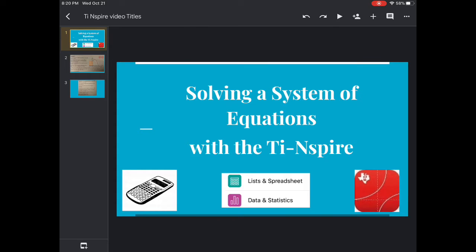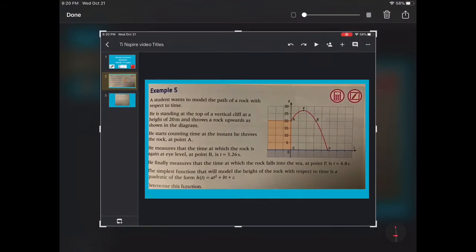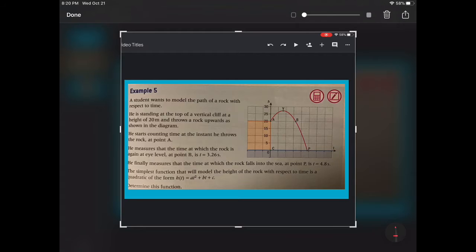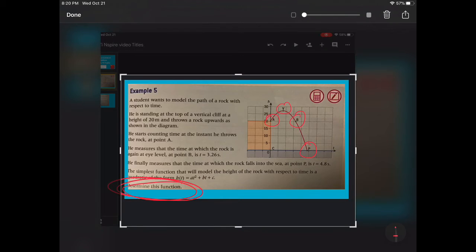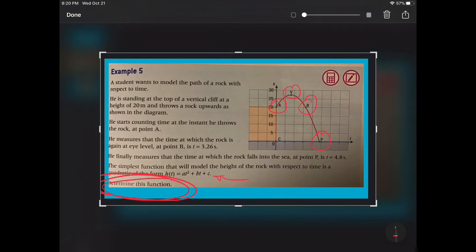You can use your TI-Nspire iPad app to solve a system of equations. Looking at an example from the textbook here, we have a quadratic that we're asked to determine the function of down here. And we are given certain points, A, V, B, P, maybe, and we can use these points to write a system of equations that would allow us to actually find the equation in standard form.